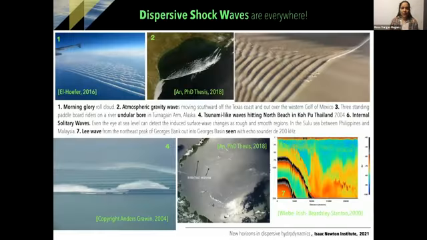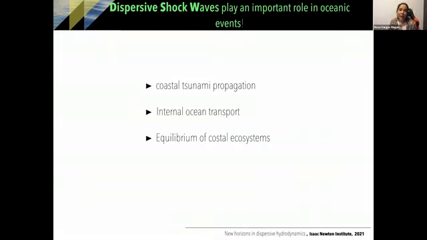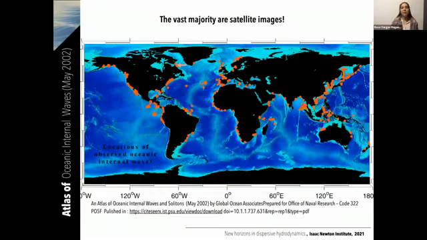Let's start. Dispersive shock waves are everywhere. You can appreciate them in the atmosphere, in the surface of a river, a channel, on the ocean, and also in the stratified layers of the ocean. They play an important role in oceanic events, such as coastal tsunami propagation, internal ocean transport, and for the equilibrium of coastal ecosystems. This is an atlas of oceanic internal waves.